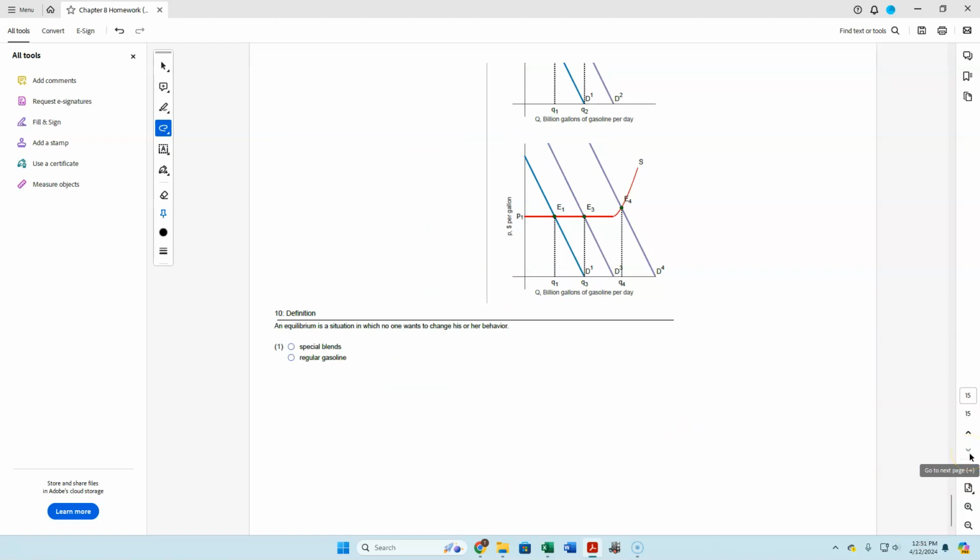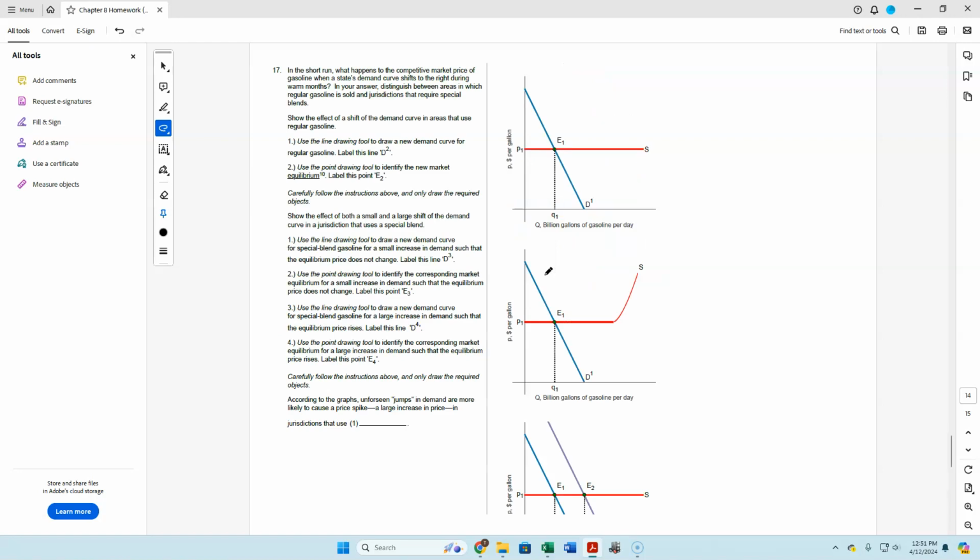I'm just trying to see what it is trying to ask us here. Oh, okay. Well, sure. It's just saying, I think you'll actually see these graphs here, or you would be graphing them out. Essentially, you're just saying, what does it look like now as I start to add these different blends of gasoline? What you could see is that if no one changes their behavior, we could get a large increase for places that use a special blend.